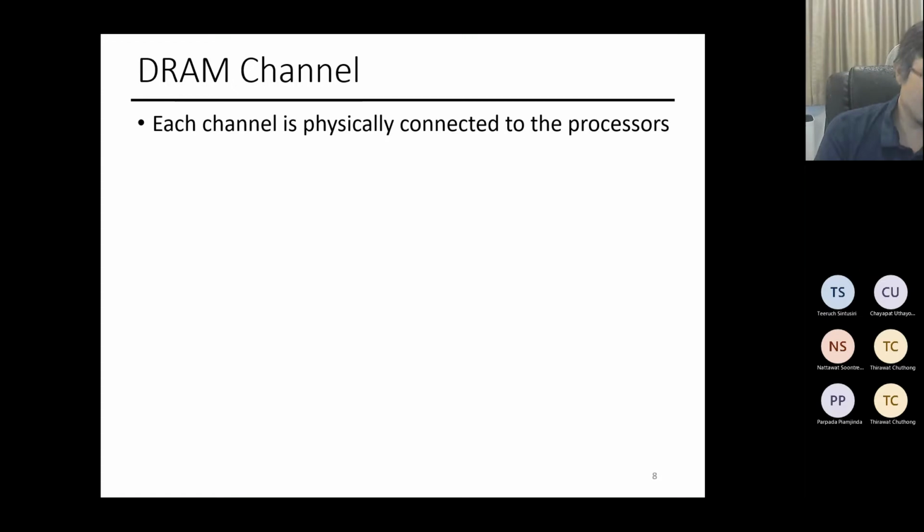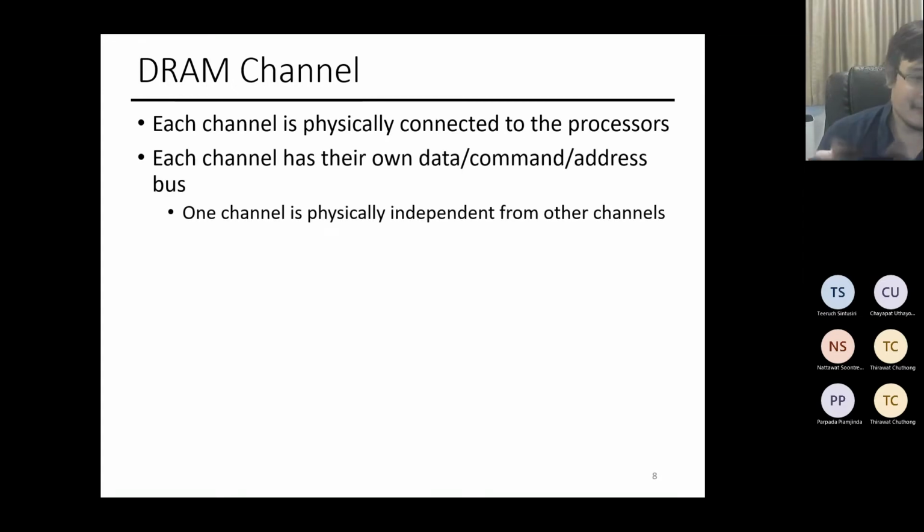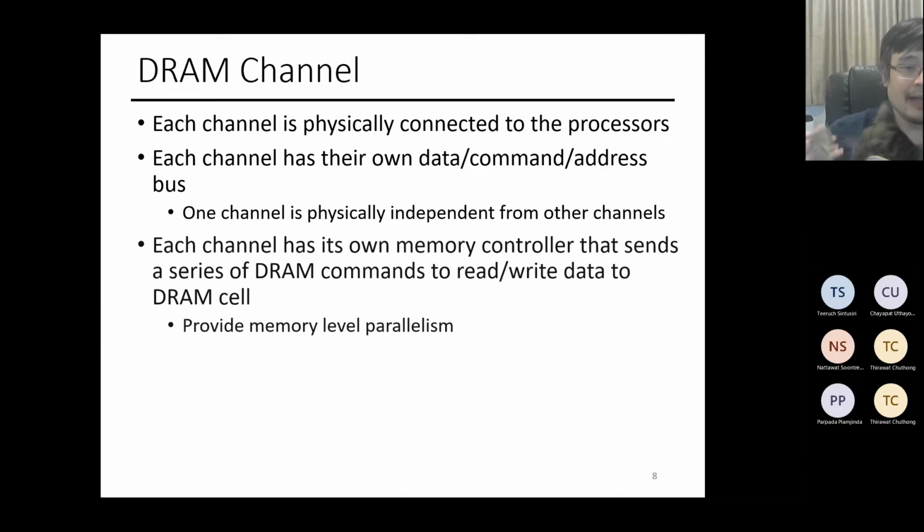So again, to recap, the DRAM channel is physically connected to the processor and has its own data bus, command bus, and address bus. This channel is physically independent from other channels. Each channel has its own memory controller that sends a series of DRAM commands to read and write the data from the DRAM cell. Again, the DRAM cell is where you store the electrons, where you store the ones and zeros. This gives you memory level parallelism, because I can ask for data from channel 0, and while I'm waiting, the CPU can ask for another piece of data in channel 1 at the same time.